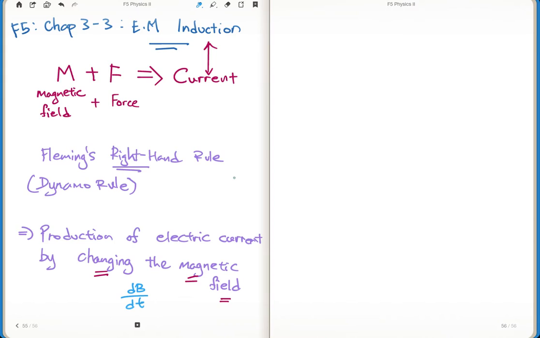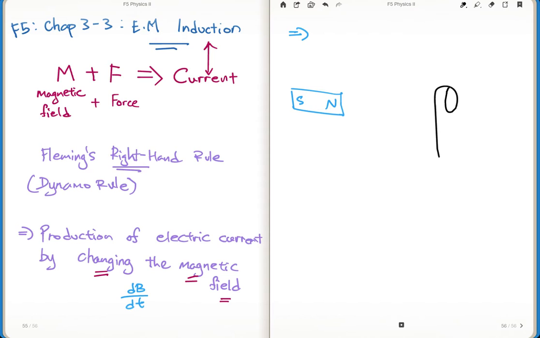Now, how to change the magnetic field? You have a magnetic bar, north-south, and then you have your coil, and then this is your center-zero galvanometer. So what happened?